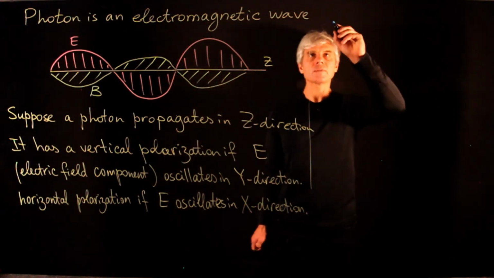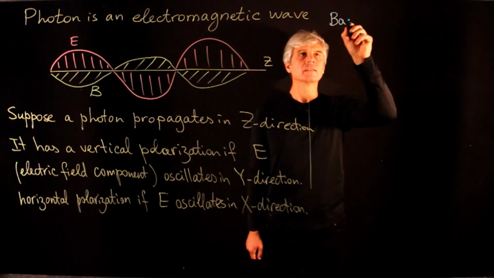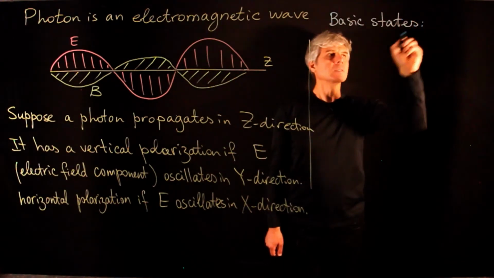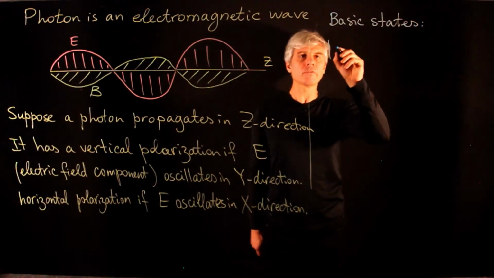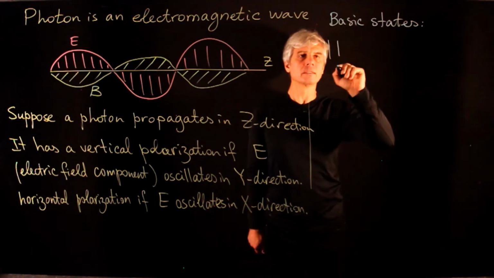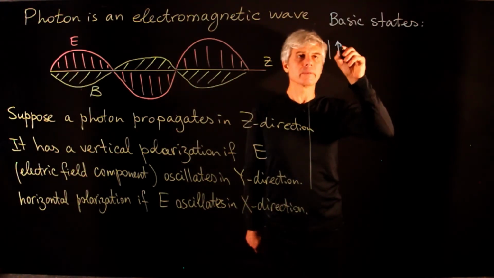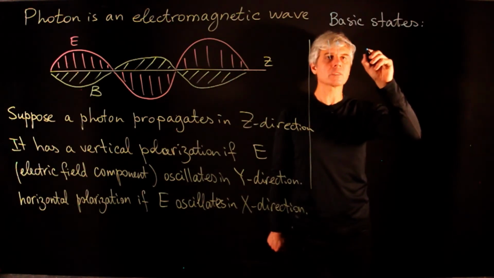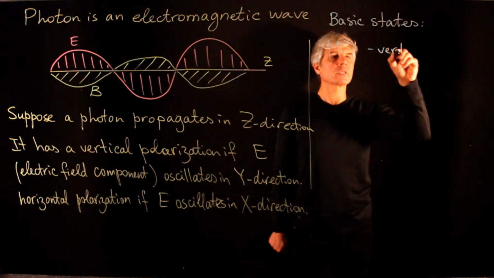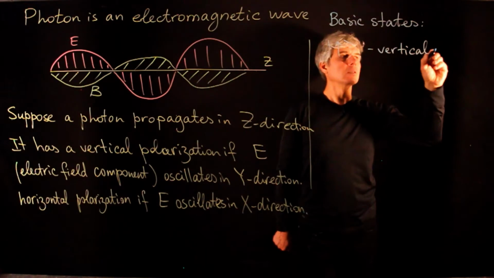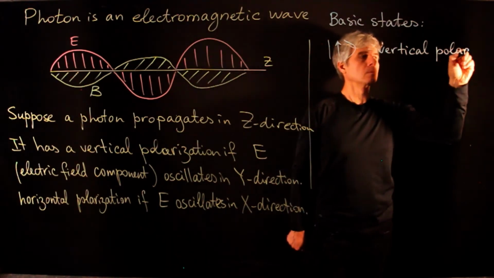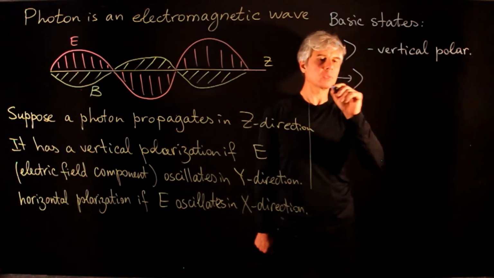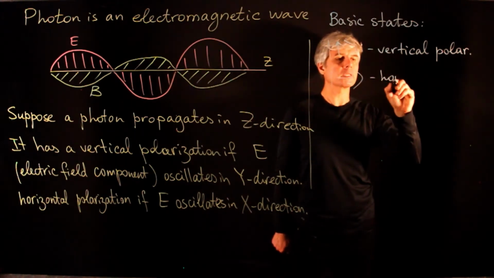Now, this gives us two basic states. We have a vertical state, say, we'll call it like this, of a photon. This is with vertical polarization. And we have another state with horizontal polarization.